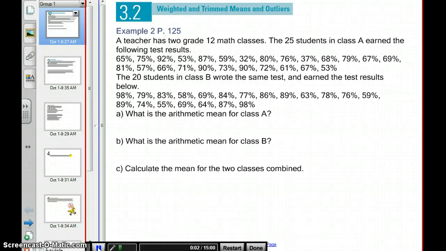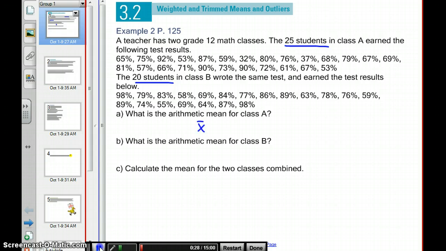We're on to 3.2, weighted and trim means, and we're starting with example 2 on page 125 today. Here we have a teacher who has two different math classes, 25 in class A and 20 in class B. We want to find the arithmetic mean for both. Go ahead and you can do that now.